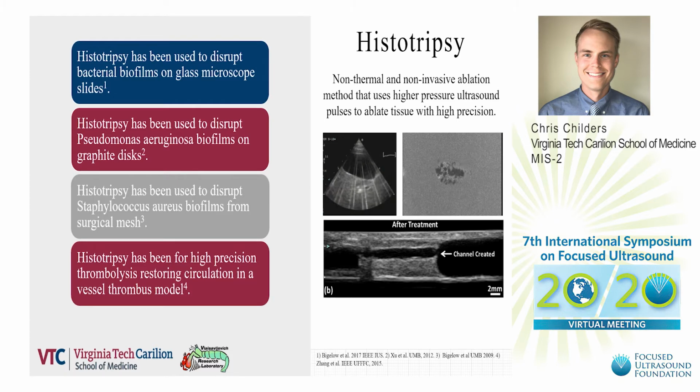In the top left here, you will see histotripsy treating within the liver, and in the top right, you will see histotripsy being used to ablate red blood cells in a red blood cell tissue phantom. Histotripsy has also been used to disrupt bacterial biofilms on glass microscope slides, graphite discs, and surgical meshes. A histotripsy lab at the University of Michigan has also used histotripsy for thrombolysis, restoring blood flow to a vessel phantom model.